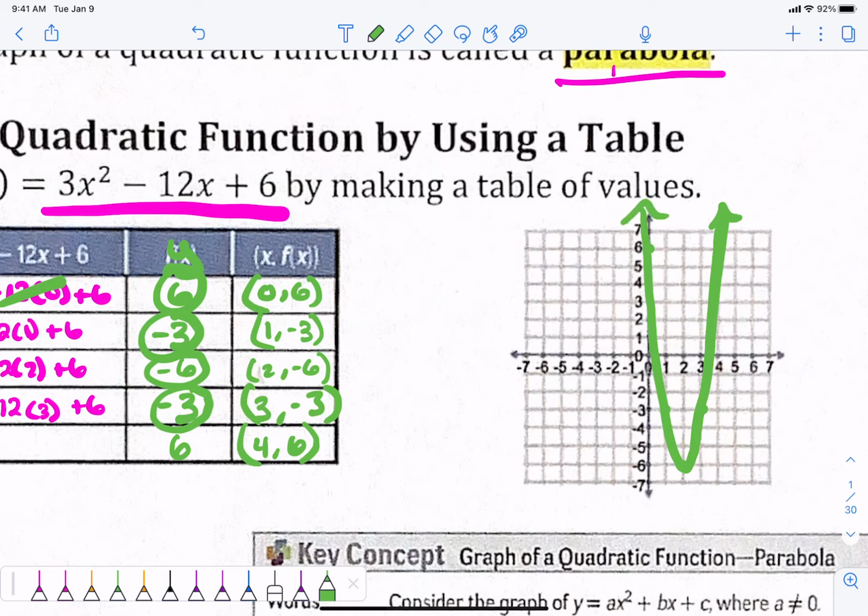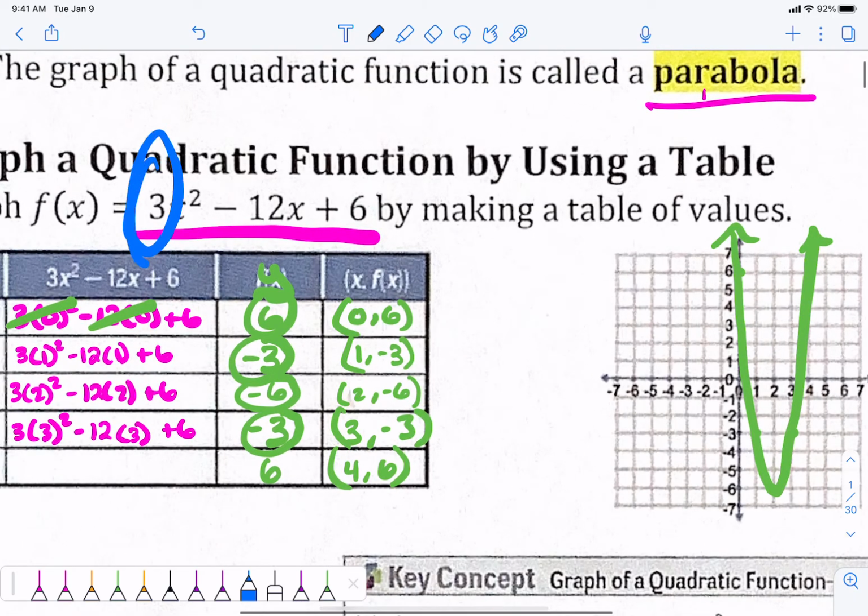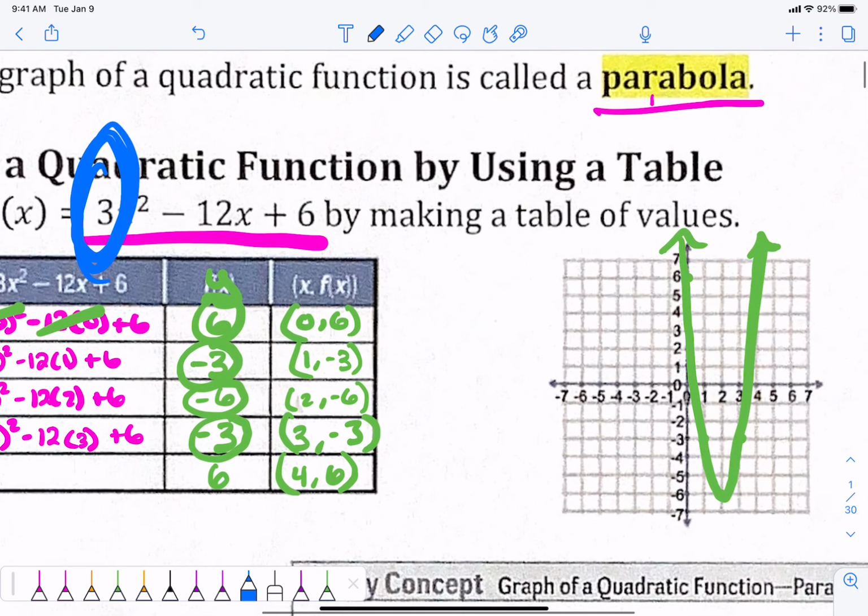Does it look like he's vertically stretched? Do you know why he's vertically stretched? Because of that 3 there. That 3 is going to make him taller and skinnier, right? That 3 is a vertical stretch. So it's going to make him tall and skinny, okay? So that's what's happening there. That vertical stretch.